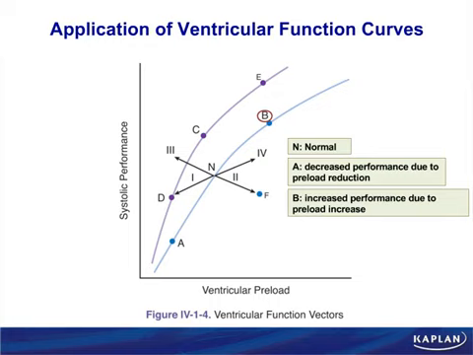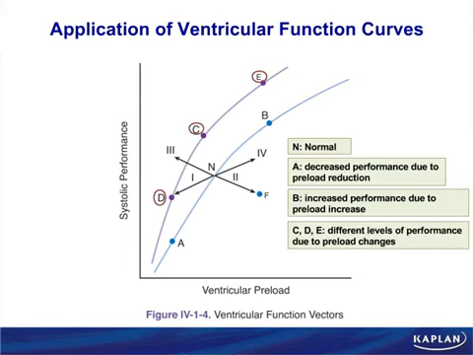If preload and performance go in the same direction, in other words, from N to B, or from N to A, notice that preload and performance are going the same direction, then we know there's a Frank Starling mechanism involved. So that's what we're going to do when we do some challenges or some questions related to this figure.